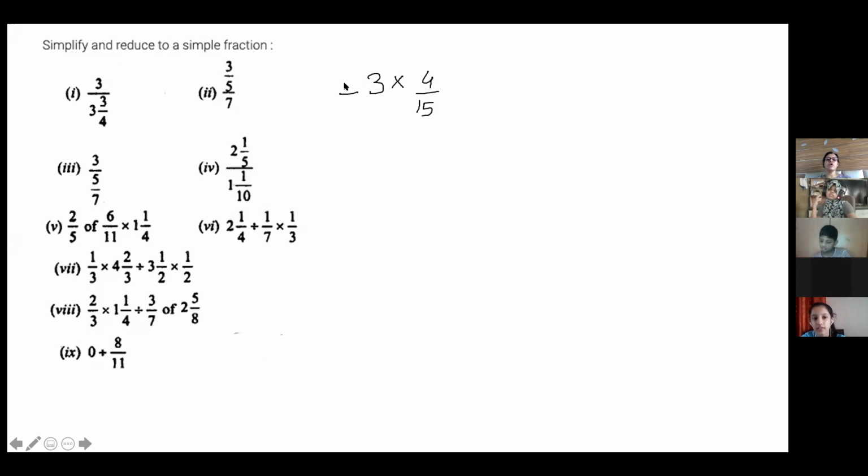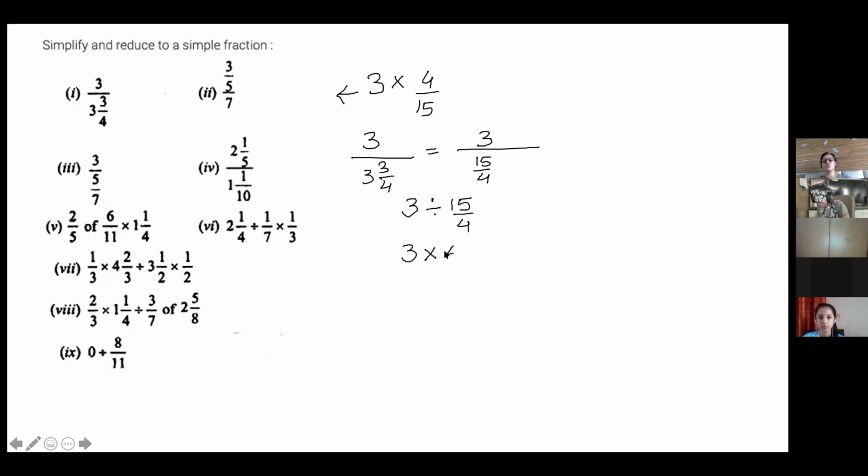Okay. So before this, this is actually your question, 3 divided by 15 by 4. Okay, so I'll write it down first. This is the division sign. So you can write it as 3 divided by 15 by 4, or you can write 3 into 4 by 15. So basically you have to do 3 into 4 by 15.